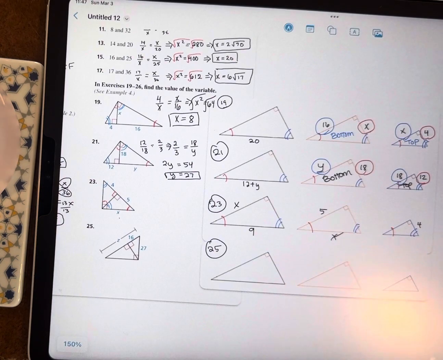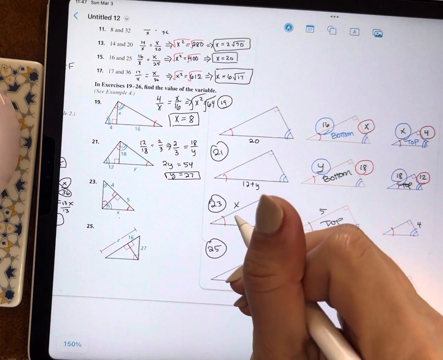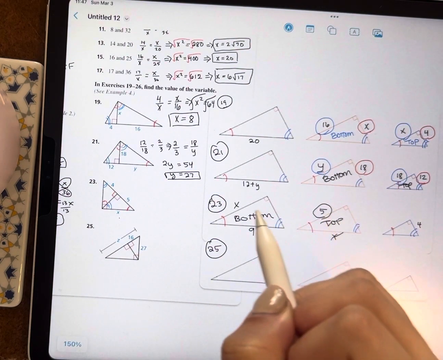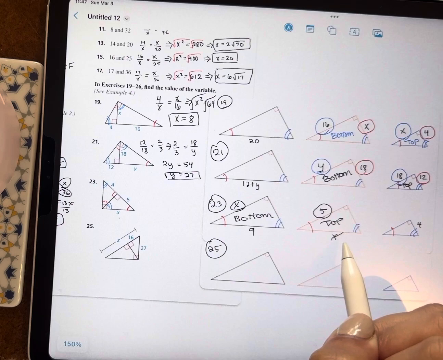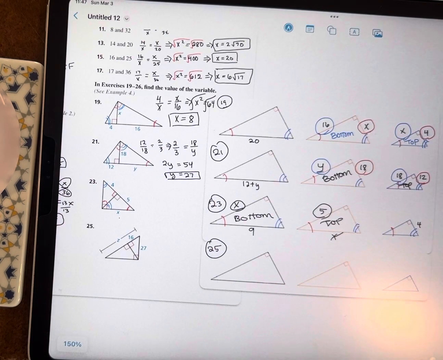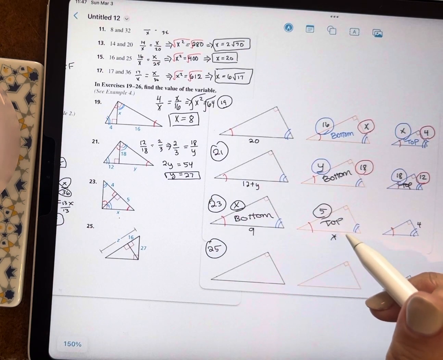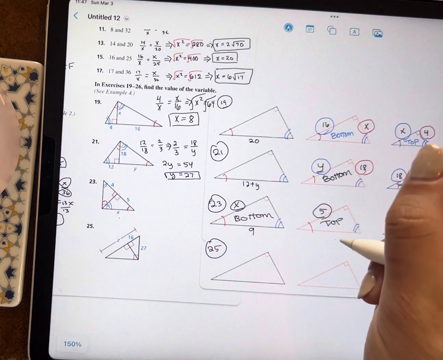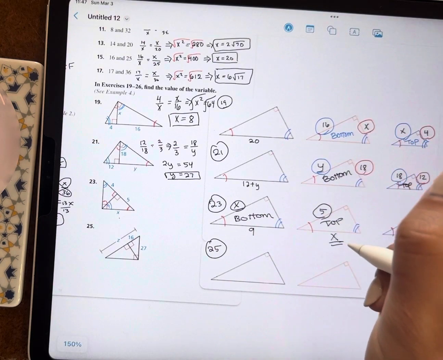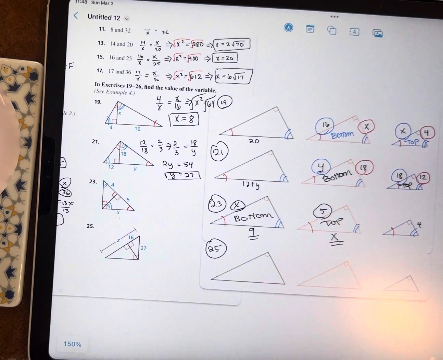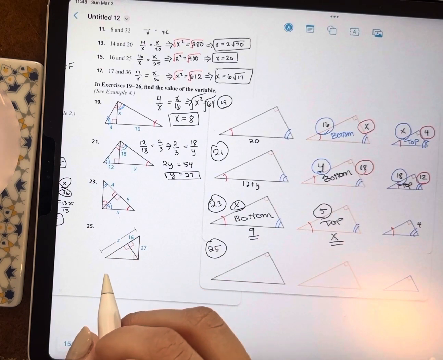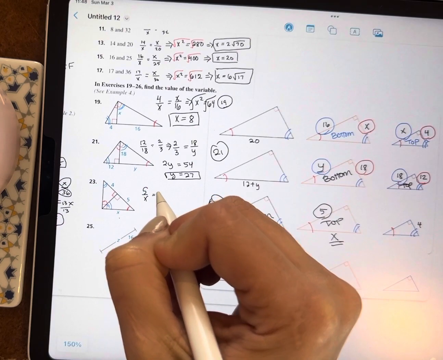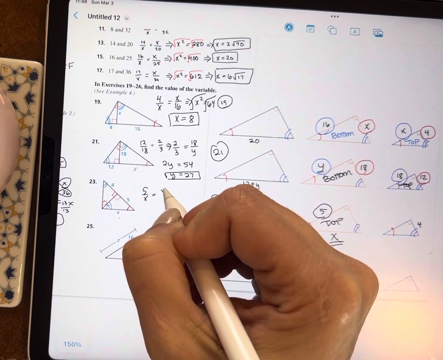Okay, so here we are. Let's pick a top. Let's pick a bottom. This 5 will relate to that x. Oh no, when did I mess up my x right here? And this x relates to that 9. So over here, I have 5 over x equals x over 9.